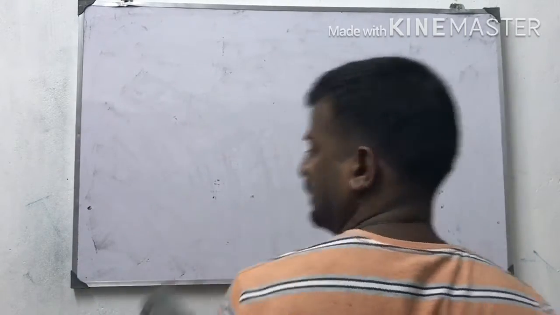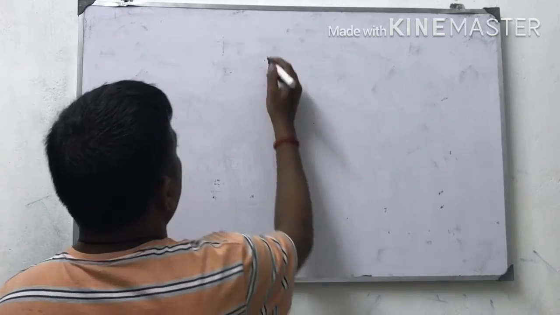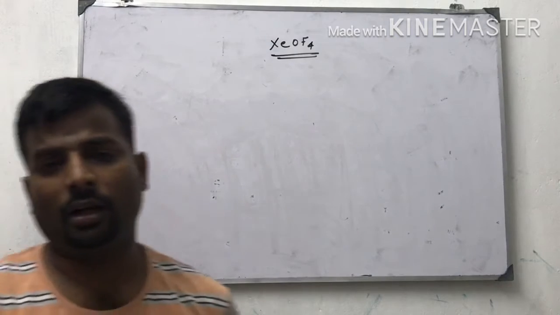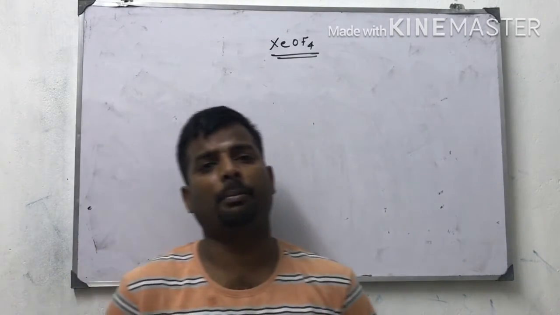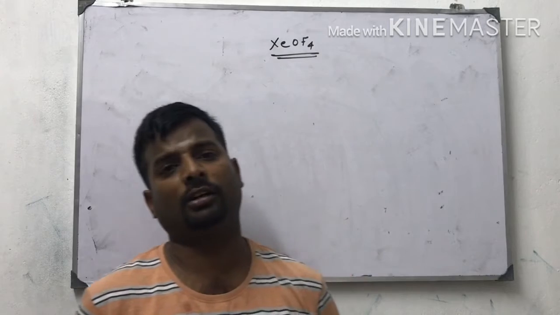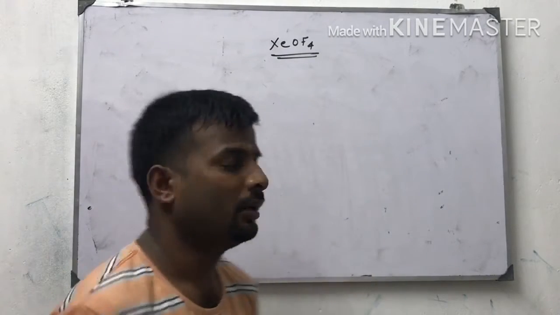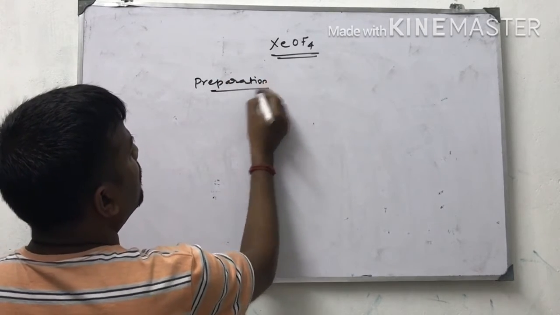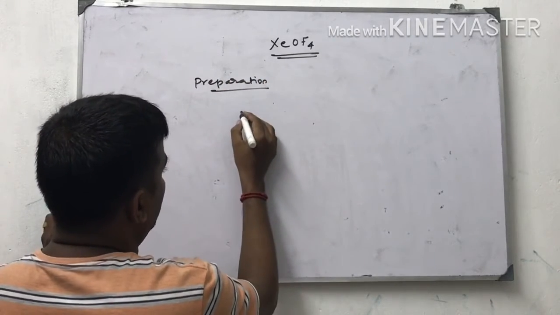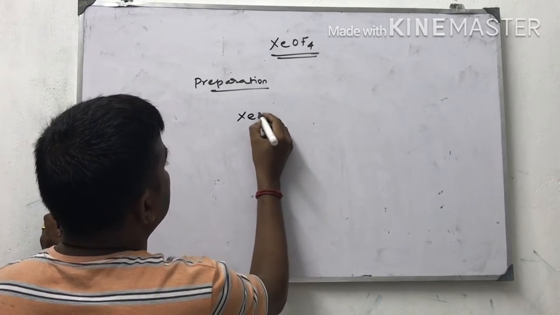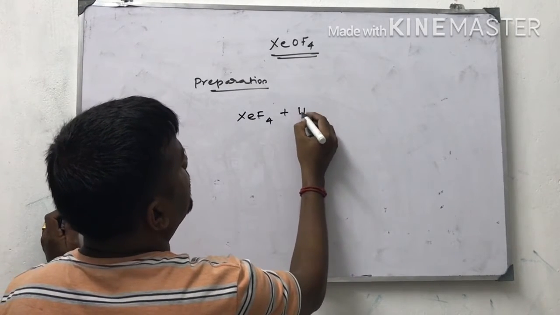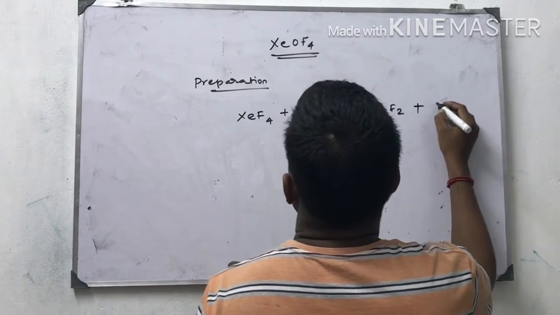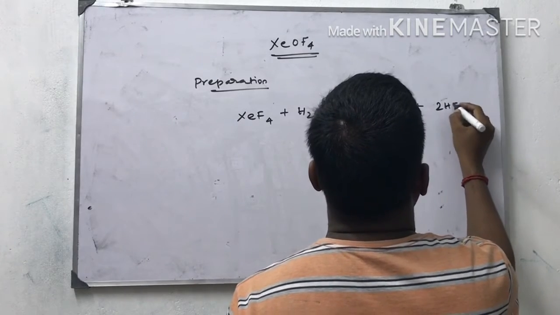Next one is xenon oxyfluoride. Xenon oxyfluoride compounds are prepared by the partial hydrolysis of xenon fluoride with water. See the example preparation. How can we prepare this compound? By partial hydrolysis, xenon tetrafluoride plus H2O gives xenon oxydifluoride plus 2HF.